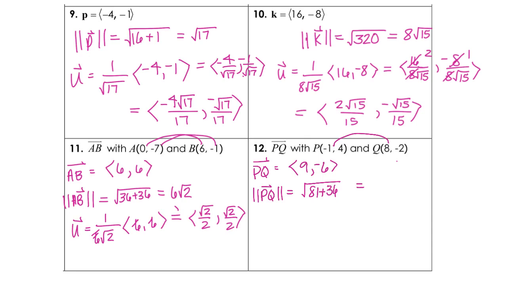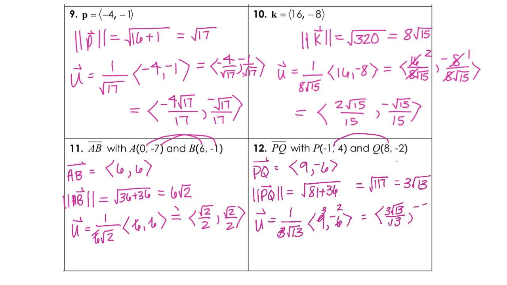And so that's going to break down to be the square root of 117, and that will reduce down to be 9 times 13, so 3 root 13. Now we're going to find our unit vector. So our unit vector, 1 over 3 root 13 times <9, -6>. And so here we would cancel the 3, having a 3 left. So that's going to be 3 root 13 over 13. And then here cancel that 3, and that's 6. So we're going to have -2 root 13 all over 13.